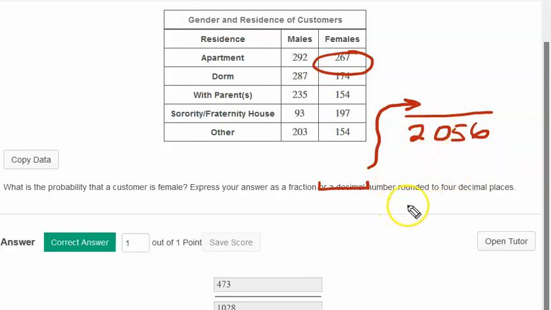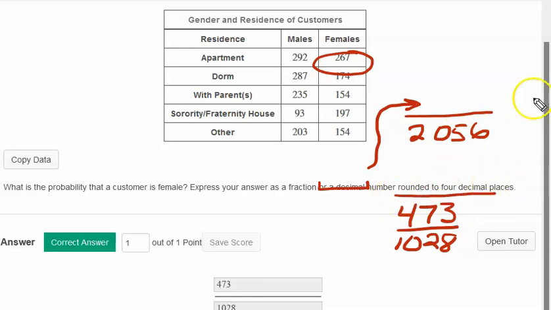And you could take a 2, I believe, out of each of these. And you get 473 over 1028. Now you could also have put that into its decimal form and rounded to 4 decimal places. Again, try it. Is this what you're getting?